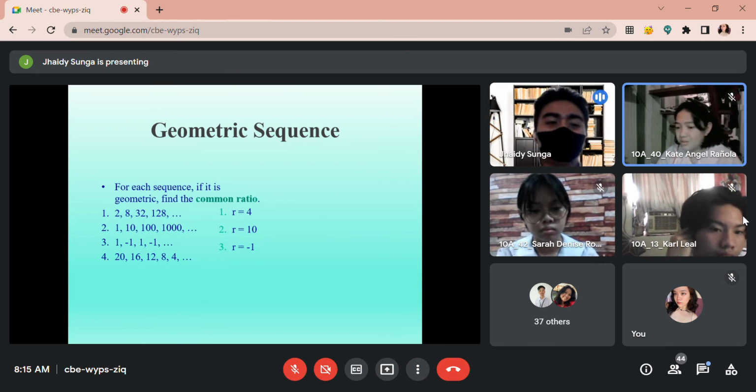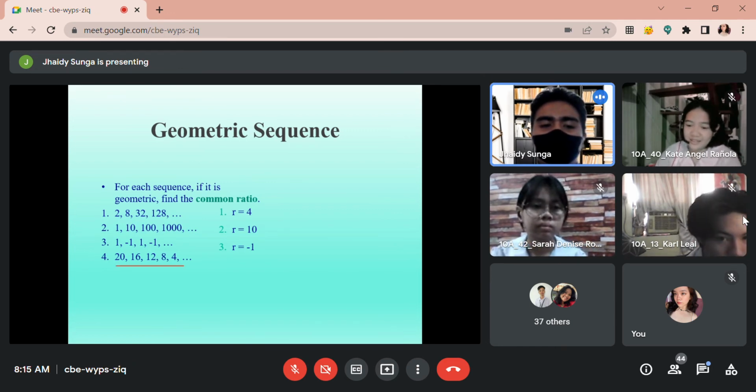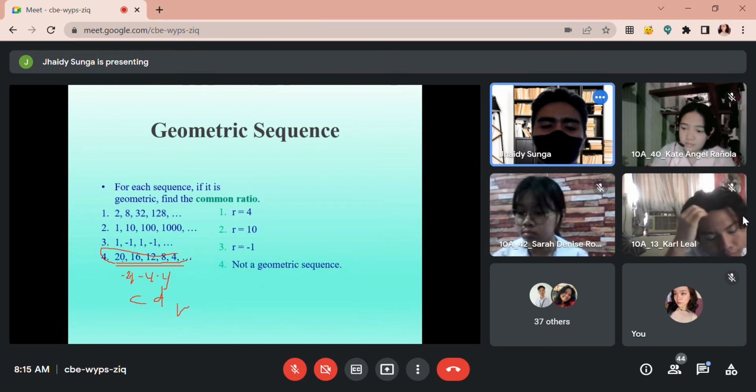All right. So thank you for that one, Kate. As we saw this sequence, we tend to have a sequence of arithmetic, and if you will notice, this has a common difference, which is negative 4. So we have negative 4, negative 4, negative 4, and it is descending. But it has the common difference and not the ratio. So it is not a geometric sequence.